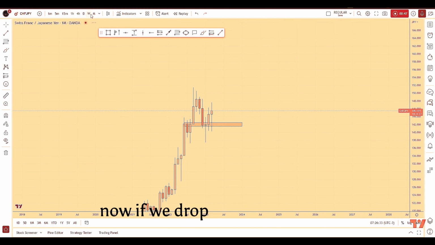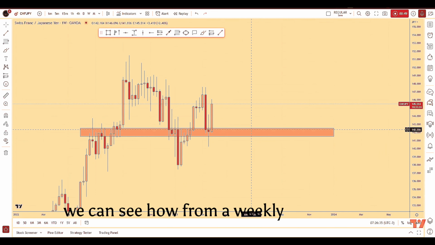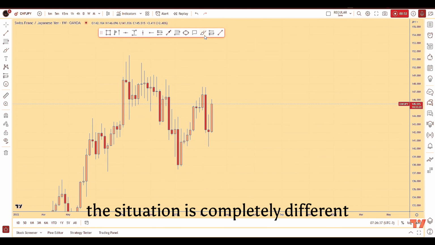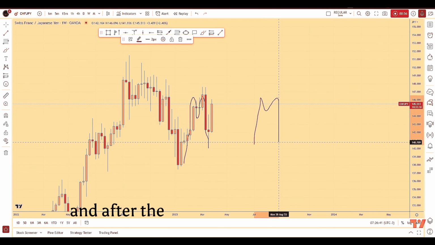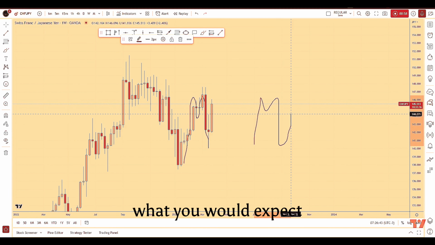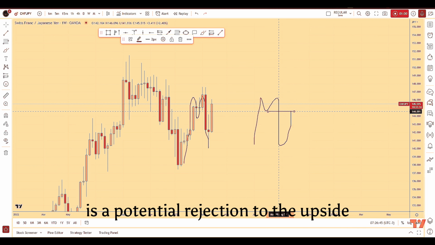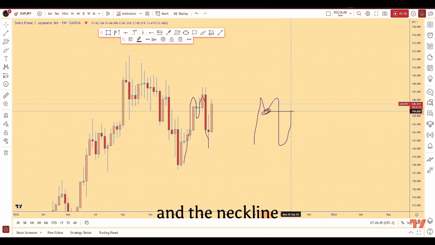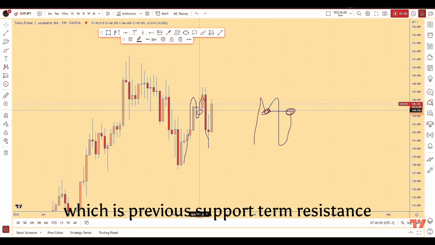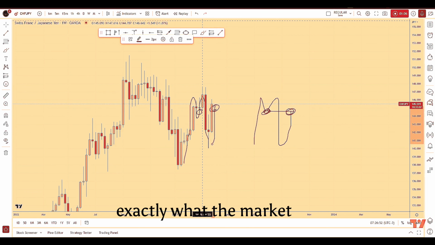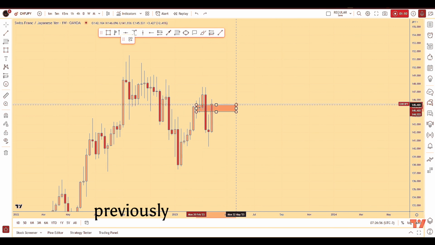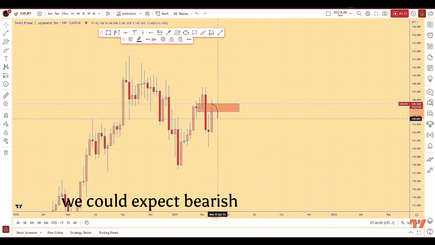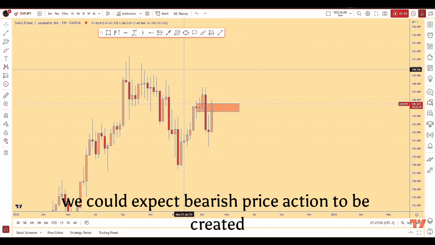Now, if we drop down on the weekly, we can see how from a weekly perspective, the situation is completely different. In fact, we can notice how we did have the creation of this M pattern, and after the creation of an M pattern, what you would expect is a potential rejection to the upside for the completion of the M pattern at the neckline, which is previous support turn resistance. And that is in fact exactly what the market did with this move to the upside. Now, as we are testing previous weekly support and resistance, we could expect bearish price action to be created away from this zone.